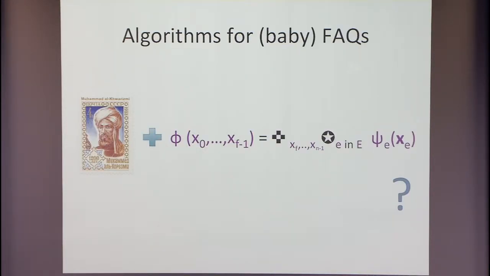All right, so now we want to talk about algorithms for the baby FAQ instance. So what I'm going to do, instead of giving an algorithm for this entire general baby FAQ, I'm going to talk about algorithms for the two special cases, the joins case and the matrix vector multiplication. This guy is Mohammad Al-Khwarizmi, after whom the word algorithm is named.